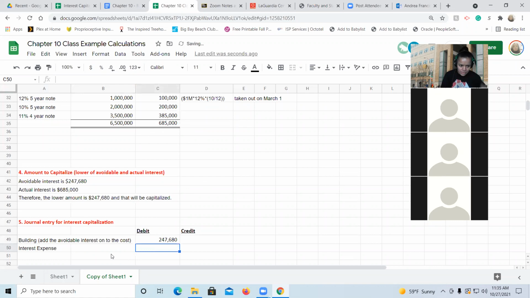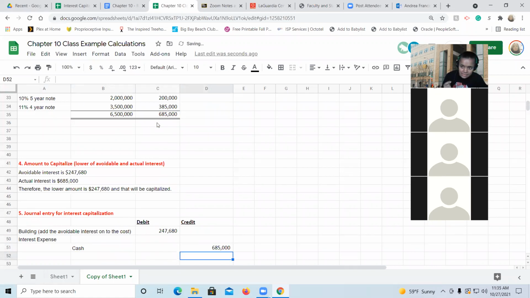So how that works is you can ask yourself, how much interest did I actually pay during the year? What's the cash that was spent? It's the 685,000, right? That's the actual interest that you incurred and paid in cash during the year. So of that, 247,680 gets added onto the cost of the building, and the remainder is going to be an expense that goes through your income statement, 437,320. And so that's the journal entry to capitalize the interest. So we've gone from step one through to step five to actually get to the answer.